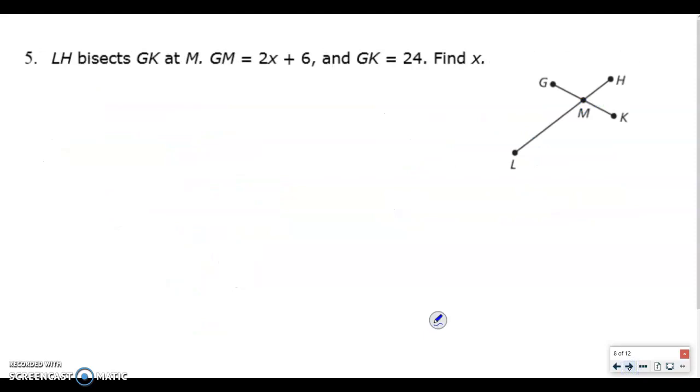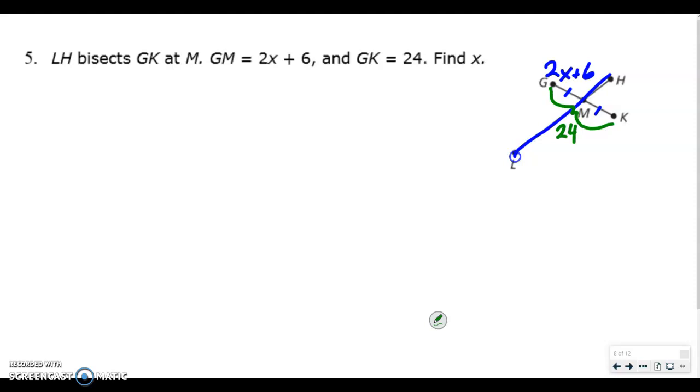Number 5. LH bisects JK at M. So we see LH. We know that it bisects JK, so these smaller segments on JK are going to be congruent, and they bisect there at M. So GM is 2x plus 6. And we know GK, that's that longer segment, both of them together, is 24.